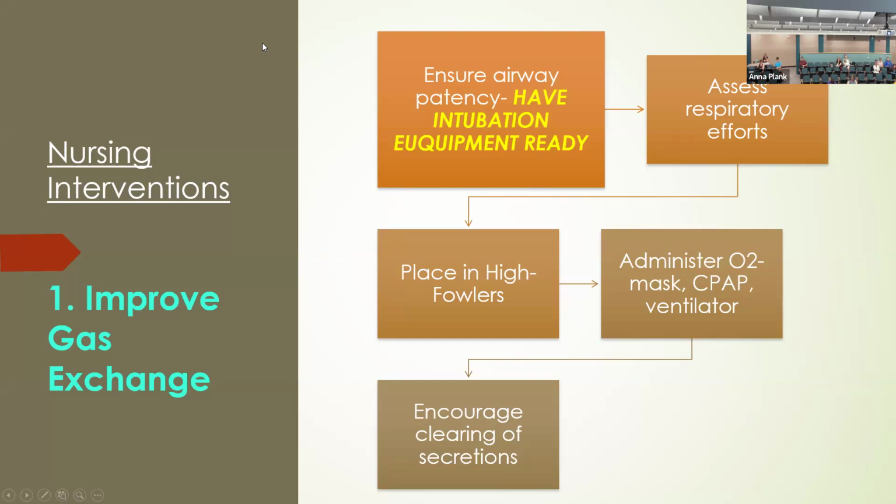This is one where you're going to put them in high Fowler's. Okay, we want that fluid down at the base of the lungs. We don't want them tripoding, but we do want them in high Fowler's. We're going to try the BiPAP, CPAP. We're going to avoid the ventilator if we can. And we're going to try to get the secretions as clear as we can. Okay, so to improve oxygen exchange, this is how we're going to do it.